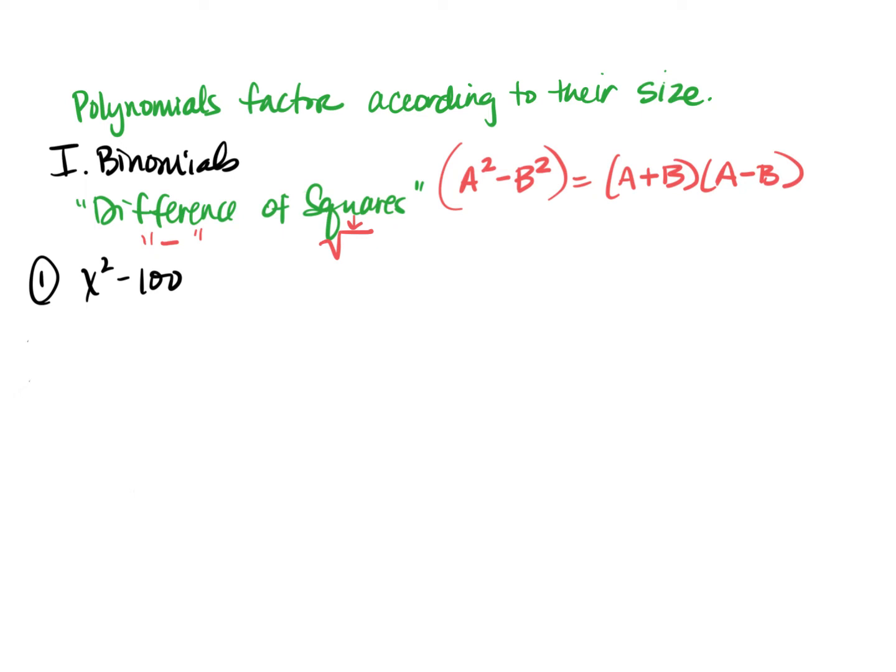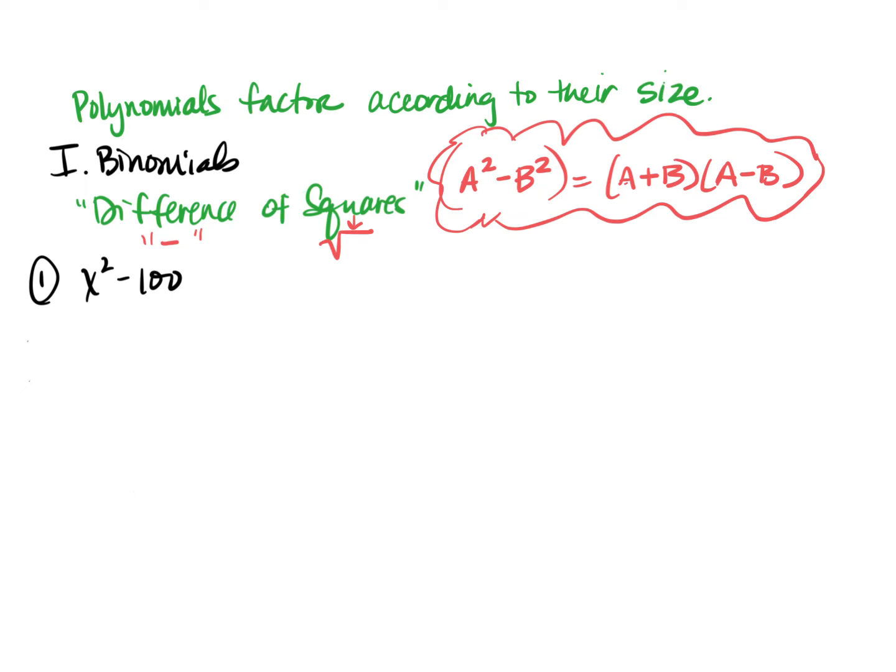So if you foiled that, a times a gives you a squared, and then a times negative b would be negative ab, positive ab, then negative b squared. You would end up back here. This is what the difference of squares looks like. It's a really easy one to factor if you begin to recognize the pattern. So again, the things to look for are perfect squares here, and a minus sign in between. So let's try a few of these.